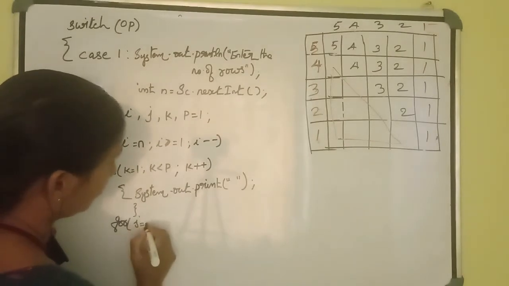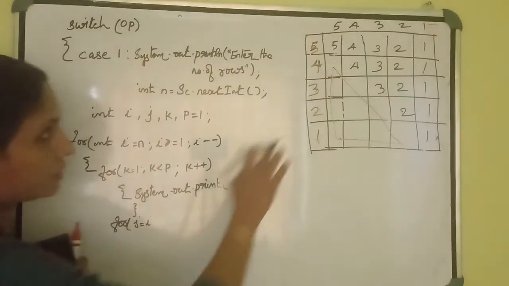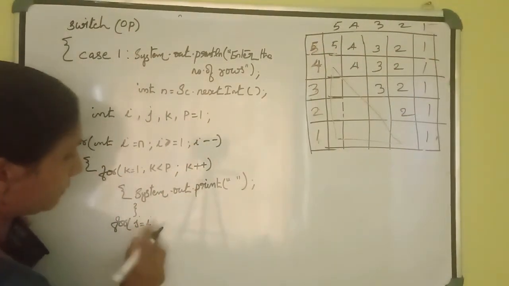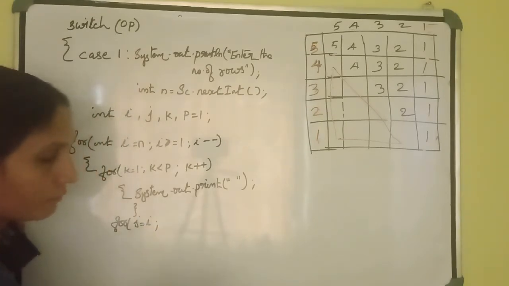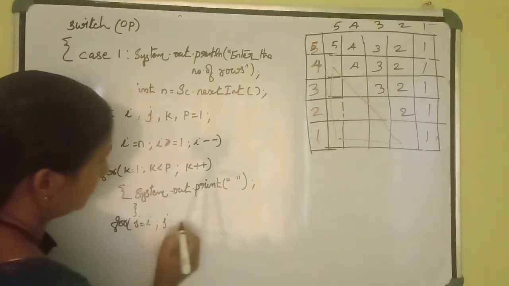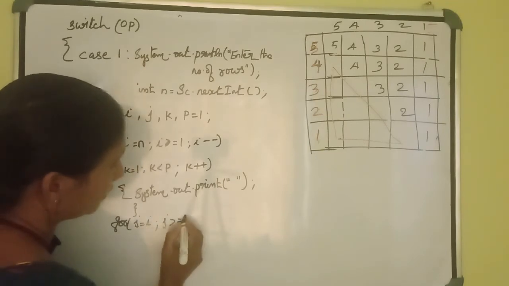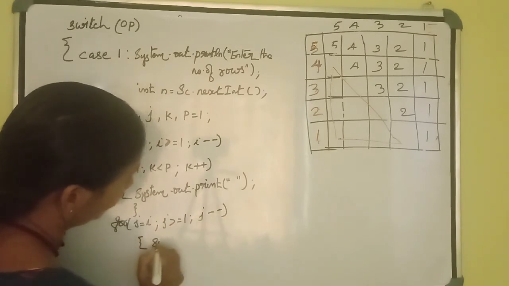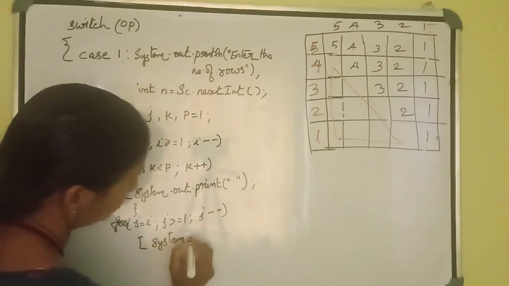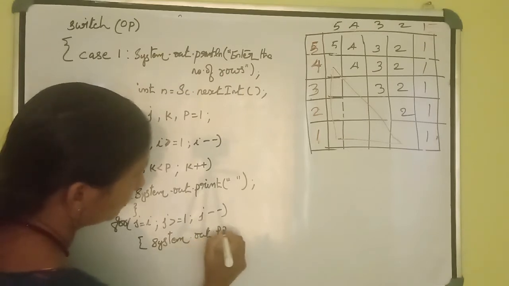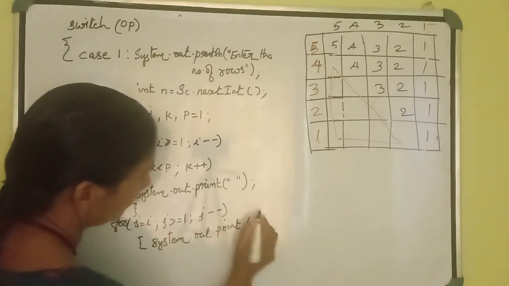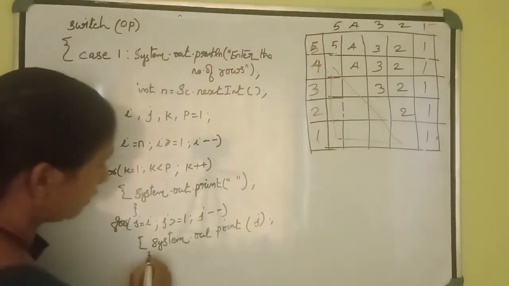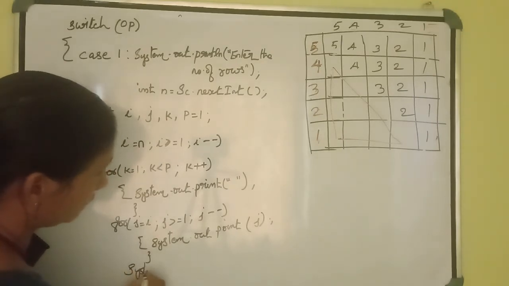That I will start from i, because it starts from 5, 4, 3, 2, 1 like that way. Then the first time you need 5 columns, second time you need 4 columns like that way. Then j is equal to i, j greater than or equal to 1, j minus minus. Then open the curly bracket. You have to print which value? j. System dot out dot print, not println, print j. After the blank space, we need to print these values. Then close the bracket.